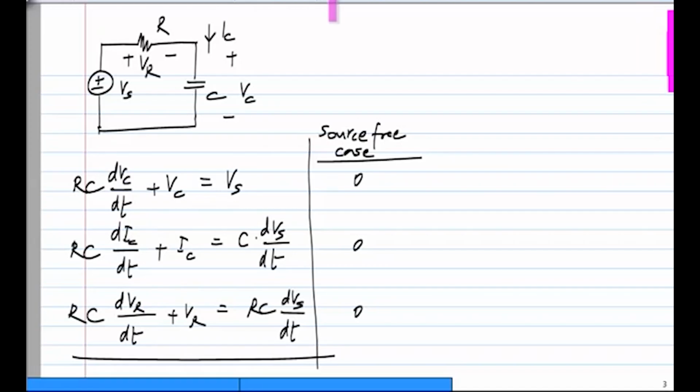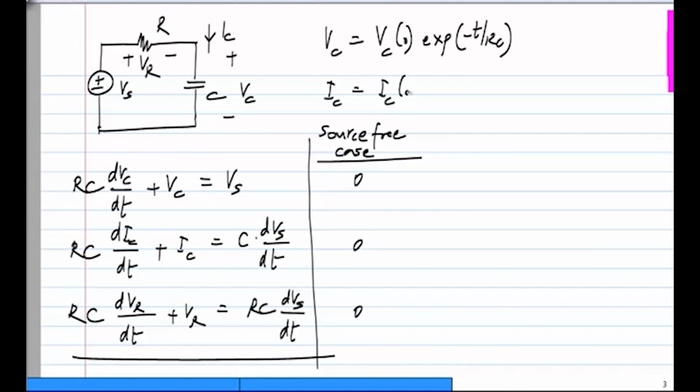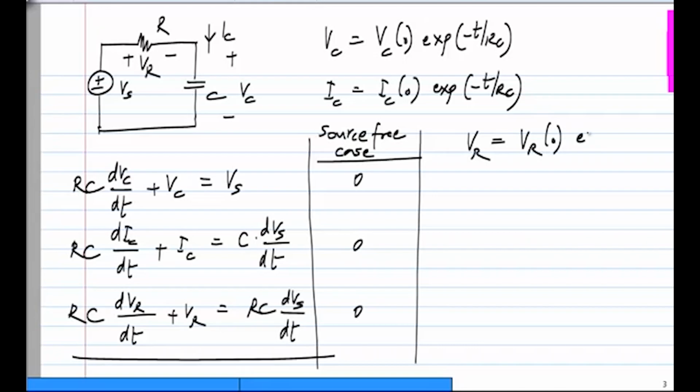Now because the differential equations are the same, each of these variables follows the same response. So the natural response of each of these, which corresponds to the source free case, would be Vc of 0 exponential minus t by RC, and for Ic also it will be Ic of 0 exponential minus t by RC, and finally Vr of time would be Vr at time 0 exponential minus t by RC.